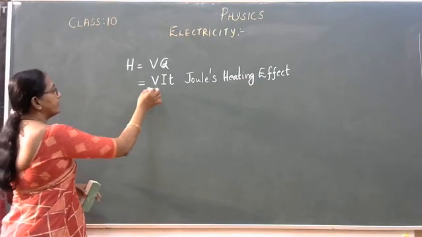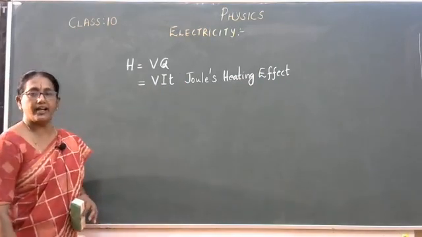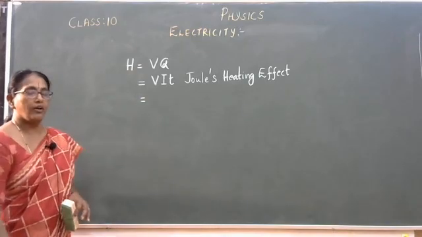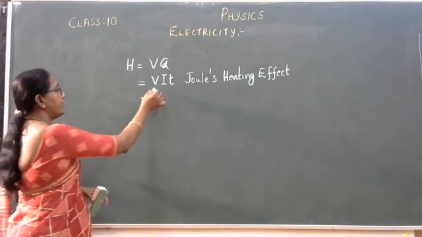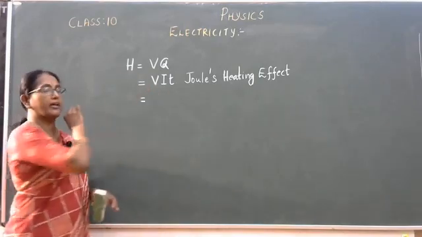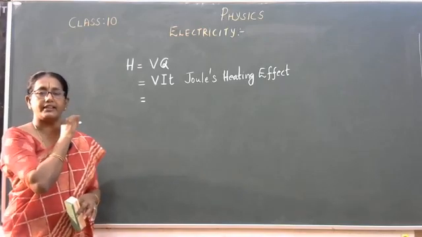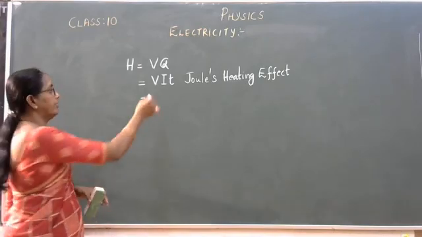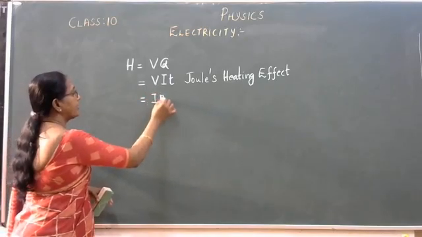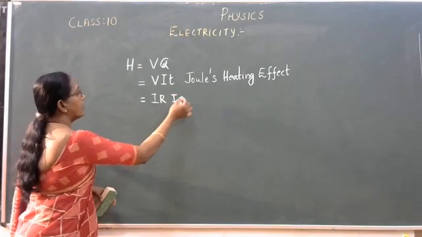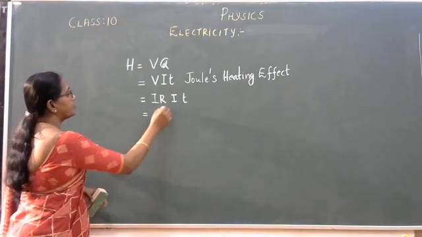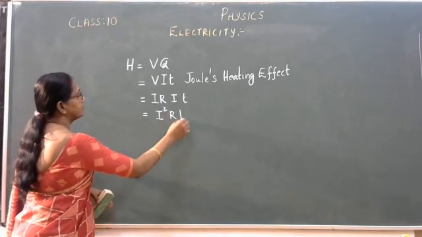Now we can substitute for V and I in different forms from Ohm's law. Ohm's law states that if R is the resistance of the device through which the current is passing, then V can be written as I into R. So if we substitute for V as IR, this equation becomes IR into IT, that is equal to I square RT.